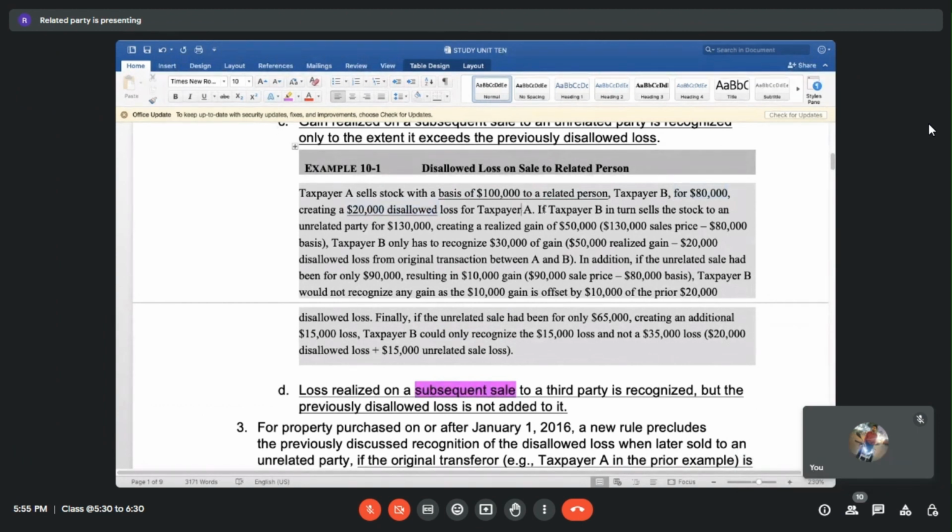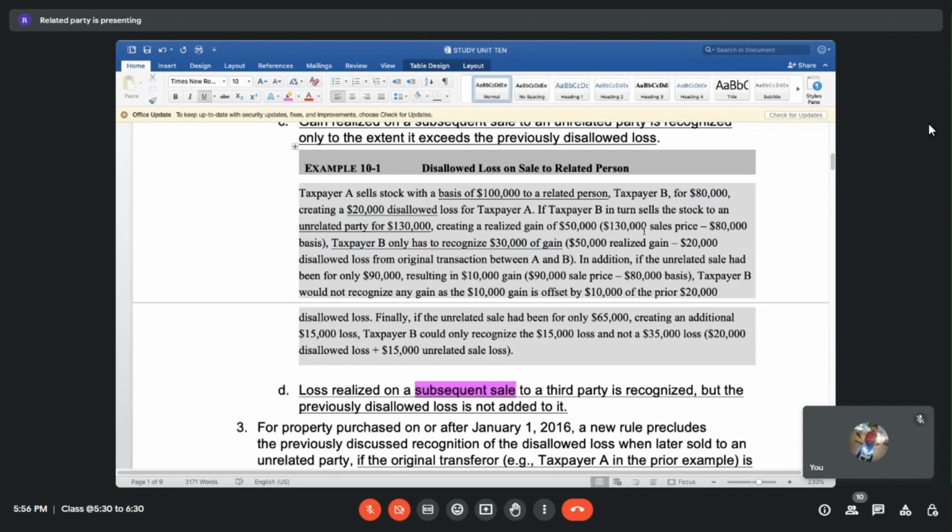Then subsequently, what happens? Yeah, Tanya, go ahead. If Taxpayer B in turn sells the stock to an unrelated party for 130,000, creating a realized gain of 50,000. That is 130,000 minus 80,000, because his basis is 80,000. Taxpayer B only has to recognize 30,000 gain. That's okay, because his realized gain is 50,000 and 20,000 is disallowed from the original transaction.